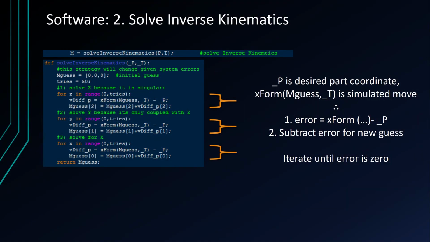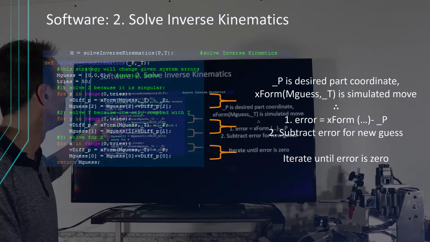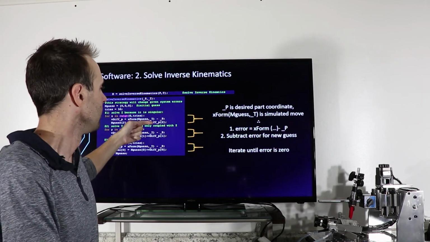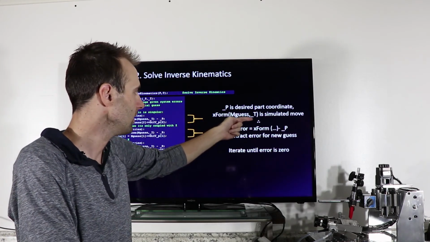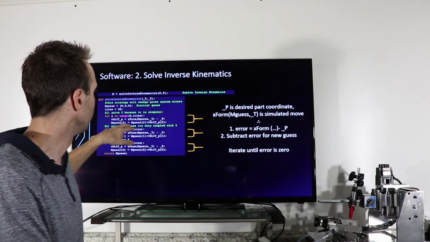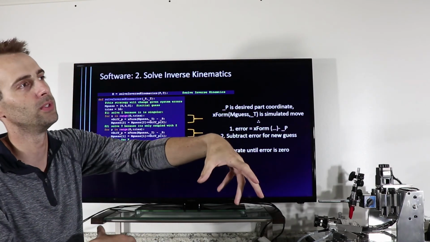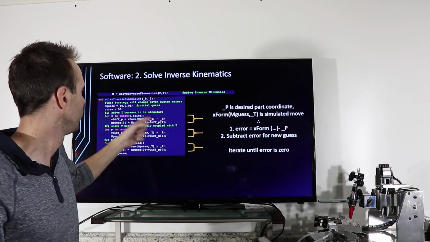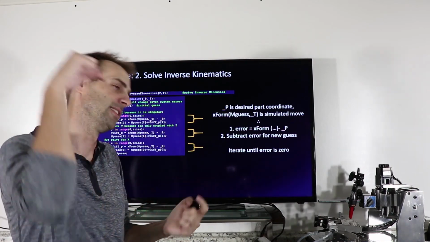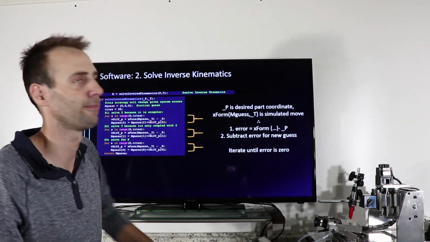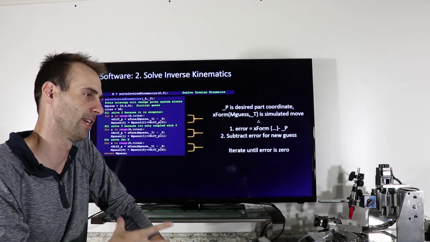So for z in range from 0 to try, 450 loops, calculate the difference, okay, and I'll kind of come over here, from this xform m guess t. So I'm transforming, given my machine guess and my tool point of interest, where do those align in part coordinates? And then I subtract that from the desired part coordinates. Okay, so that's the error.